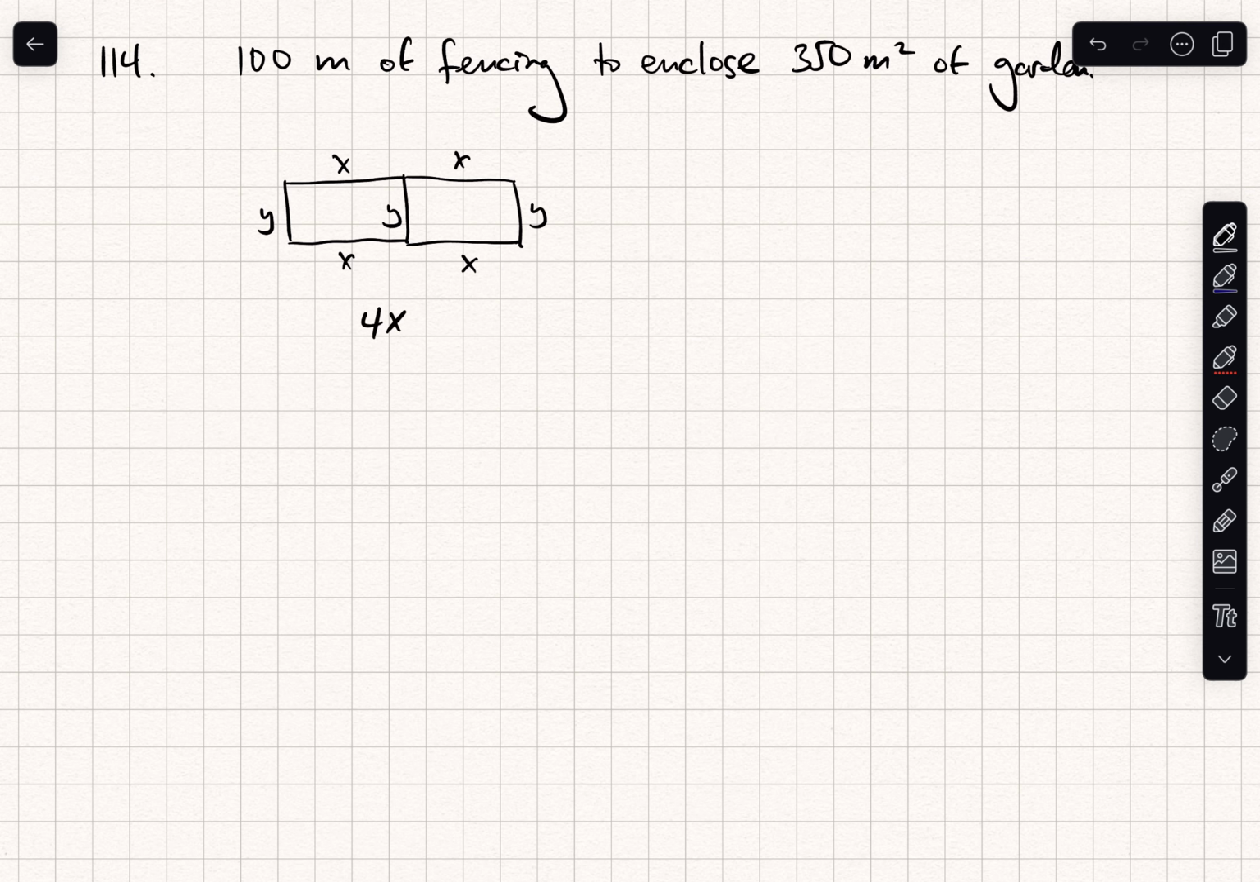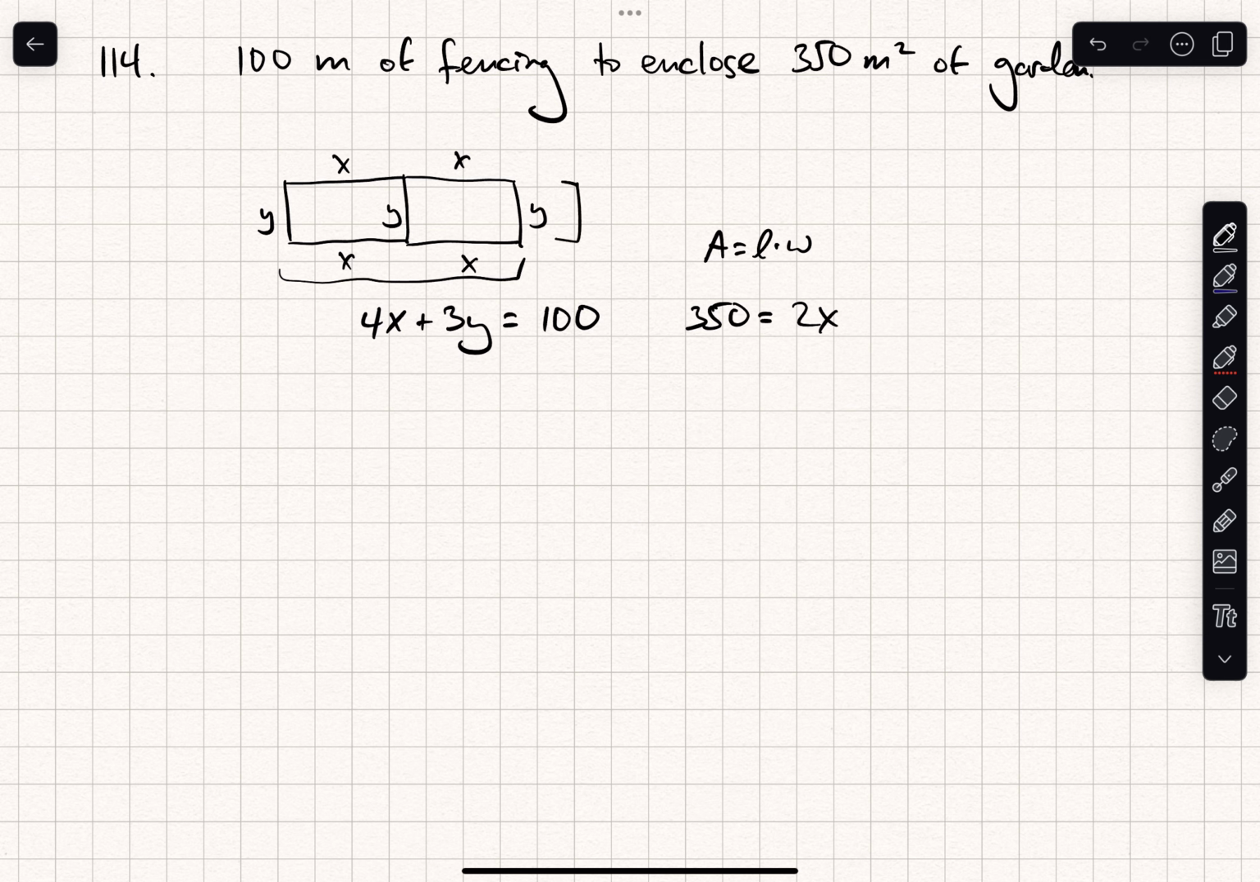That's 4 of the X lengths and 3 of the Y lengths to equal 100 meters. And I can also make a formula based on area. So area equals length times width. So the area that I'm trying to enclose is 350. And my length here is 2x. And my height here is y. So 2xy equals 350. My strategy here is to get one of my variables isolated so I can substitute into one of these variables.